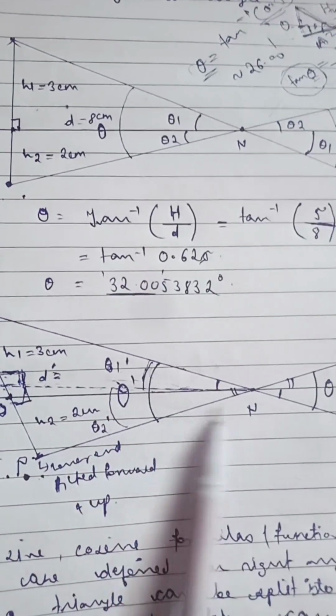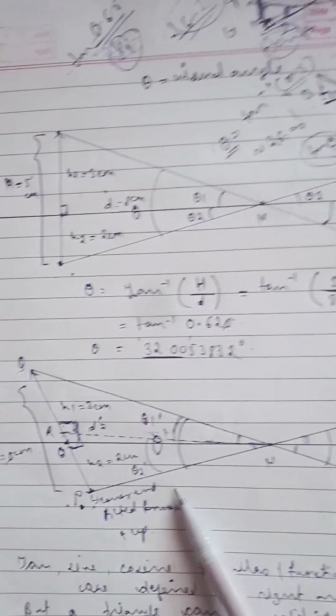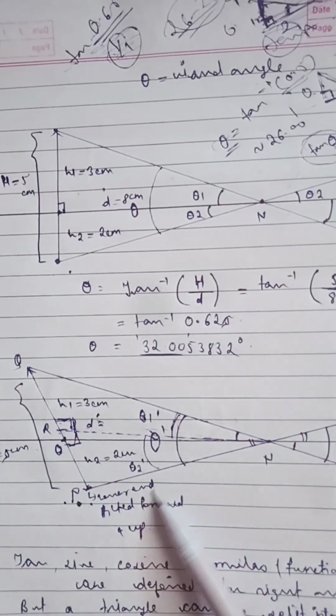So obviously the distance is increased, and as visual angle is inversely proportional to the distance, the visual angle is decreased. It was 32 and this is 29. And that's why, suppose this is a visual acuity chart, okay.